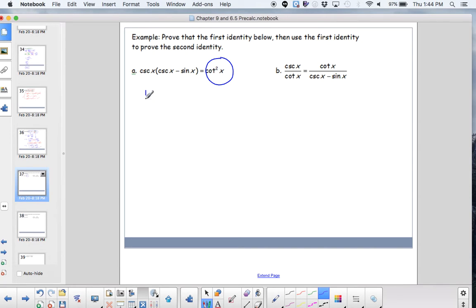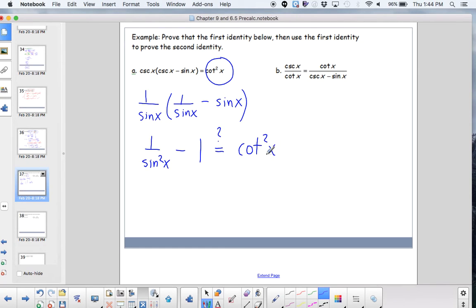So I'll do that by changing cosecant x to 1 over sine x, and then again the cosecant to 1 over sine x minus sine x. And we have that equal to cotangent x, and for right now I will just leave that. And then if we distribute this, then we will end up with 1 over sine squared x minus sine x over sine x, which is just 1. And what we're trying to do is prove that that's equal to cotangent. Is that equal to cotangent? So can we get it there?